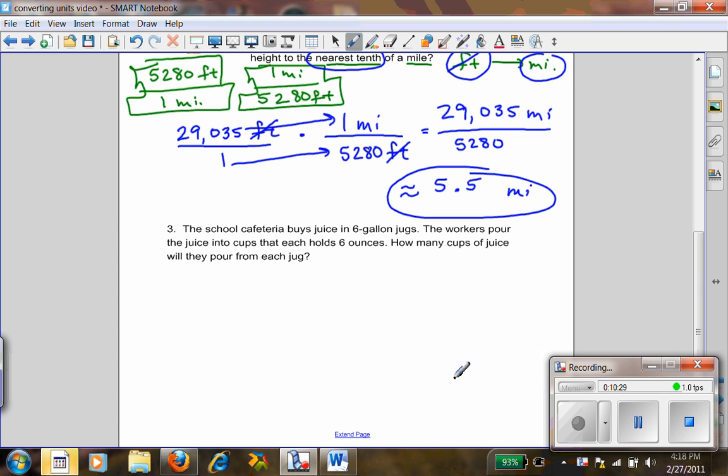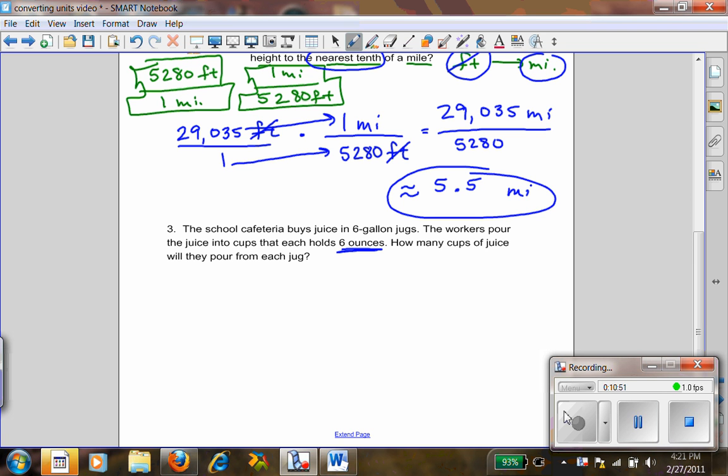All right, let's look at number 3. School cafeteria buys juice in 6-gallon jugs. The workers pour the juice into cups that each hold 6 ounces. How many cups of juice will they pour from each jug? Okay, this one is a toughie.